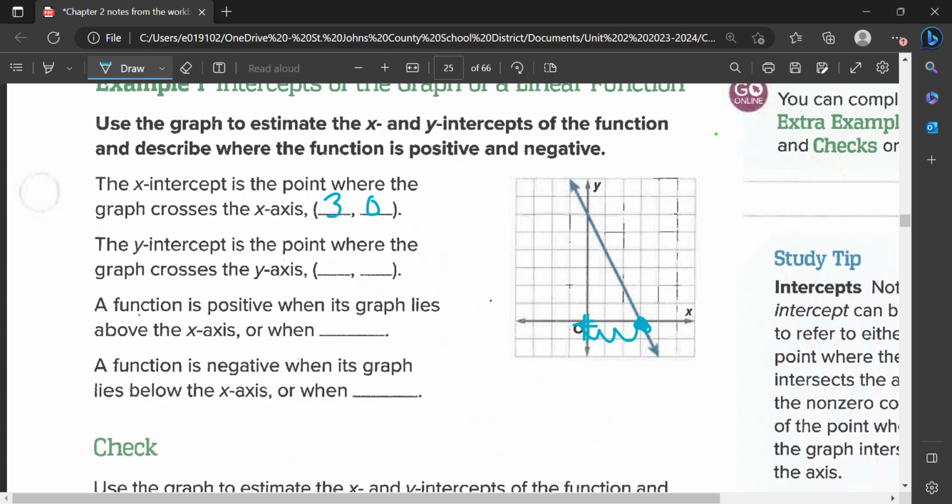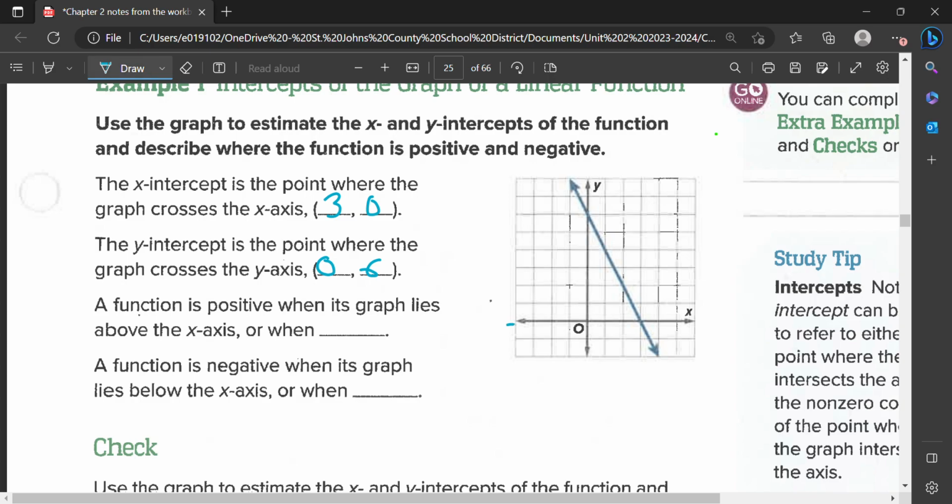Right is positive. And just a reminder, for x-intercepts, the y value will always be 0. So whatever intercept they're asking for, the other variable will be 0. So for a y-intercept, x will be 0. And we're going to go up 1, 2, 3, 4, 5, 6. So it's 0, 6.